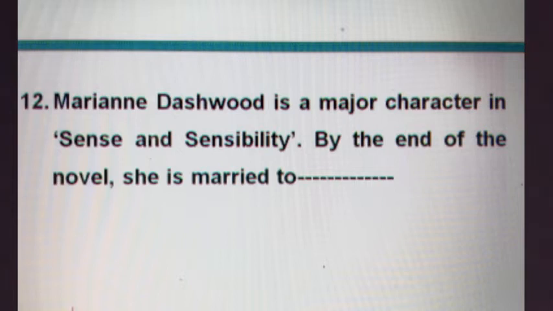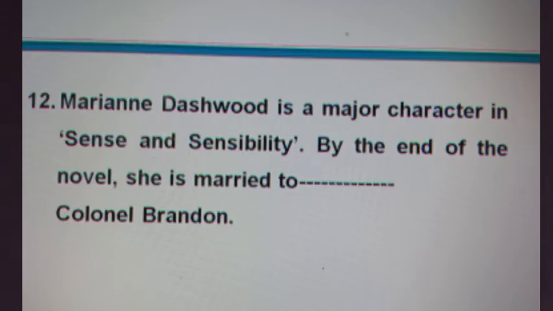Twelfth question. Marianne Dashwood is a major character in Jane Austen's work Sense and Sensibility. By the end of the novel, Marianne is married to dash. Answer: Colonel Brandon. Marianne Dashwood is a major character in Jane Austen's Sense and Sensibility. By the end of the novel, she is married to Colonel Brandon.